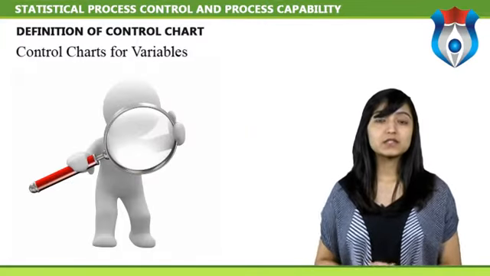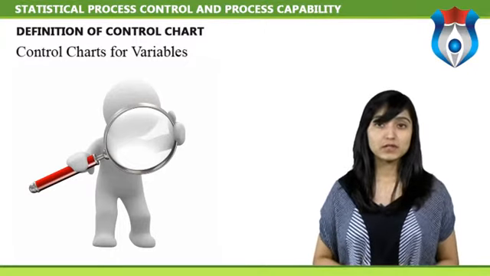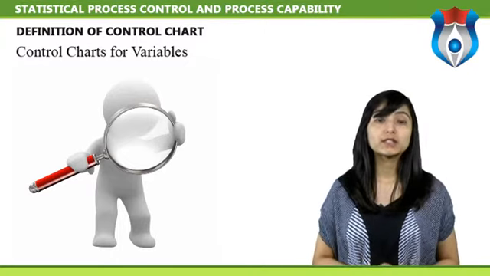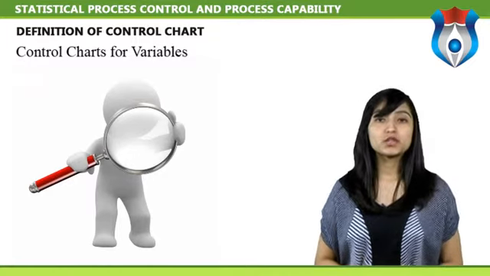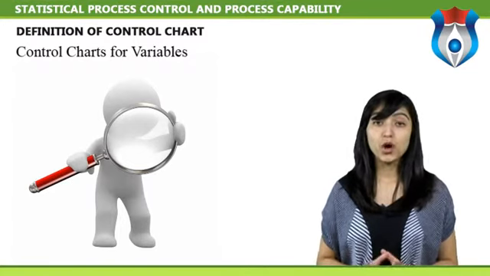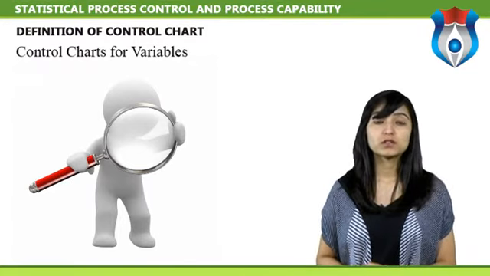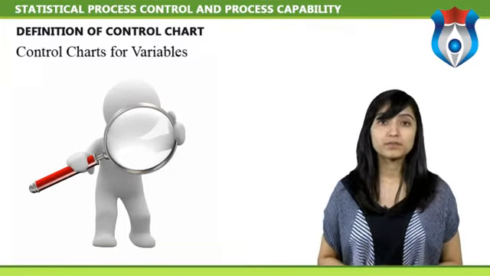Since statistical control for continuous data depends on both the mean and the variability, variables control charts are constructed to monitor each. The most commonly used chart to monitor the mean is called the X bar chart. There are two commonly used charts to monitor the variability, the R chart and the S chart.